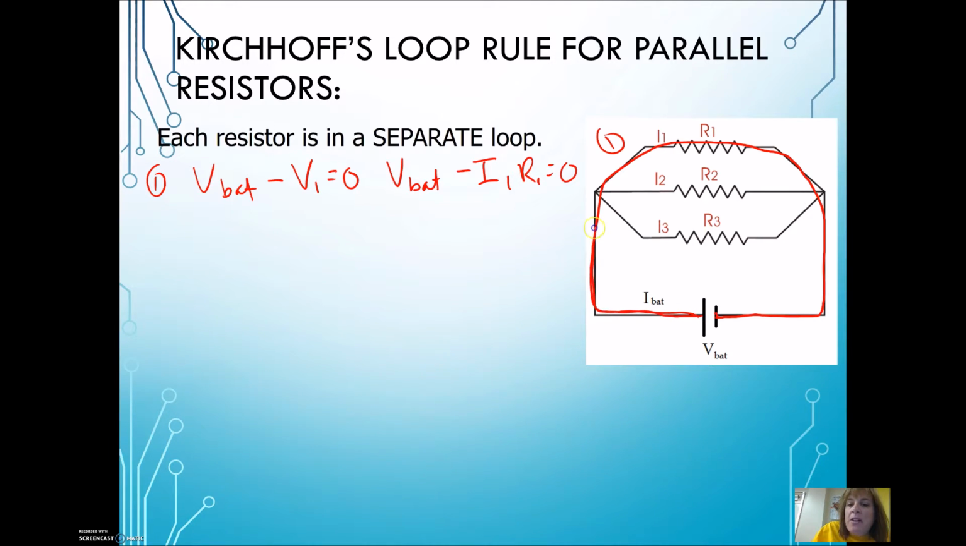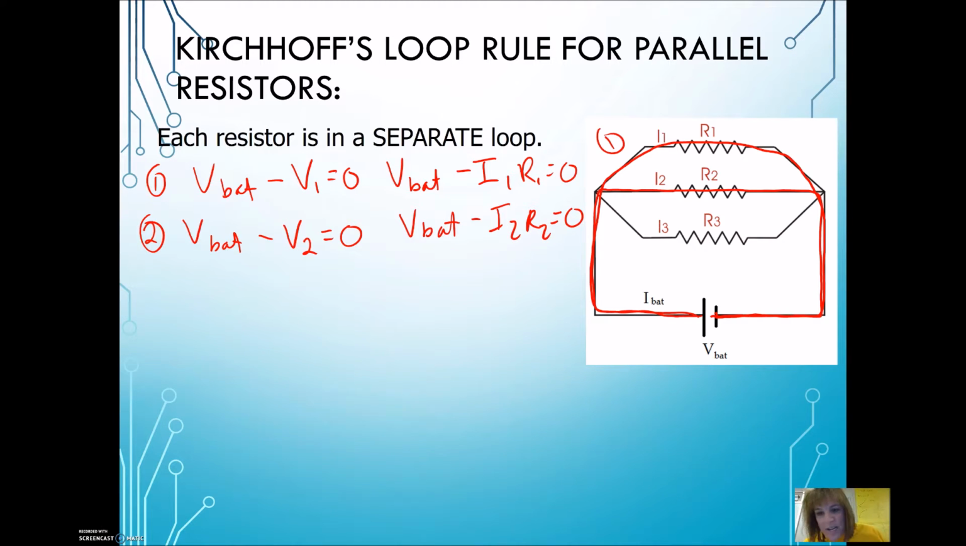So I'm going to start at the battery again, and this time I'm going to go through resistor 2. So I go through resistor 2, and there is my next closed loop. So that's loop number 2. So that means the voltage of the battery, right, that's where I started. Then I went through resistor 2. That voltage loss has to equal 0. So now my equation for that closed loop is VBAT minus I2 times R2 equals 0.